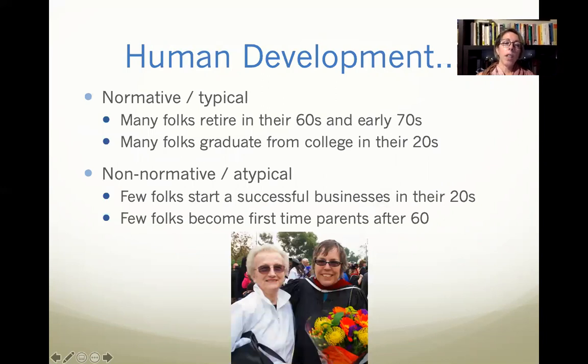We also have normative or typical developmental milestones. So when folks retire, there are some normative ages for retiring. There are normative ages for graduating from college. And then we have non-normative or atypical timing. And this is when folks, it is not normative to start a successful business in your 20s. It is also not normative to be a first-time parent after age 60.